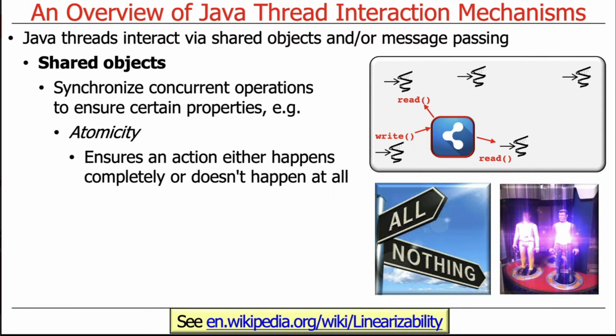So here are some properties we might want to ensure. One is atomicity. Atomicity is designed to ensure either an action happens completely or it doesn't happen at all. So it's kind of all or nothing.